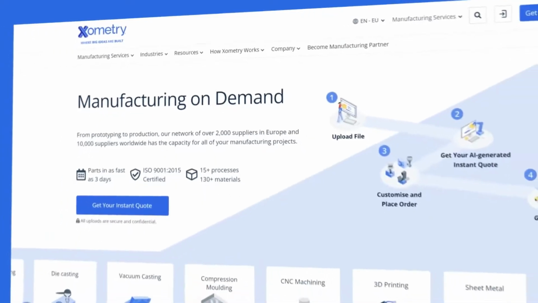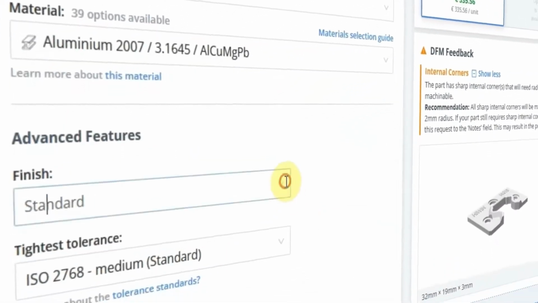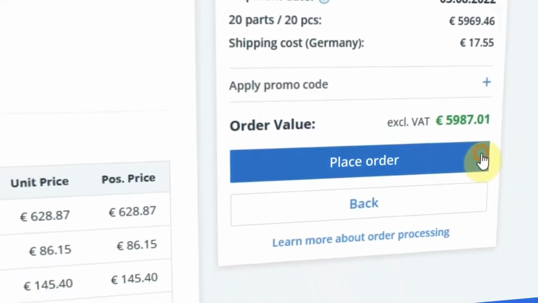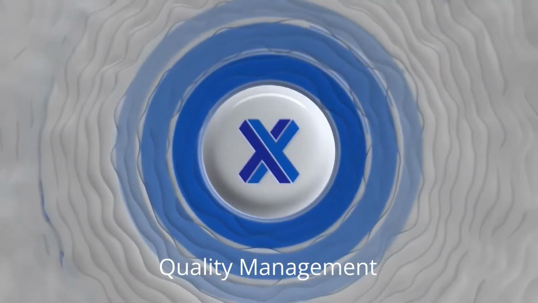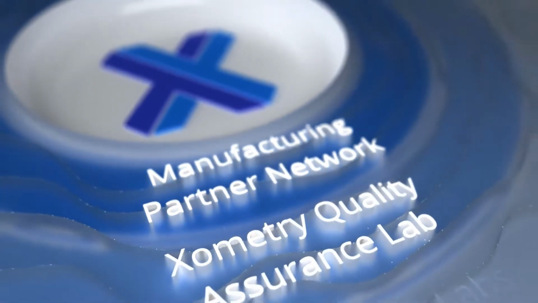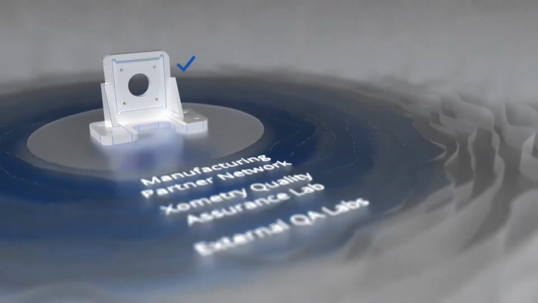Xometry allows engineers and purchasers to tap into global and local manufacturing capacities and create resilient supply chains in just a few clicks. The seamless integration of our manufacturing partner network, the Xometry Quality Assurance Labs and external QA labs, enables us to back every part we ship with the highest quality.